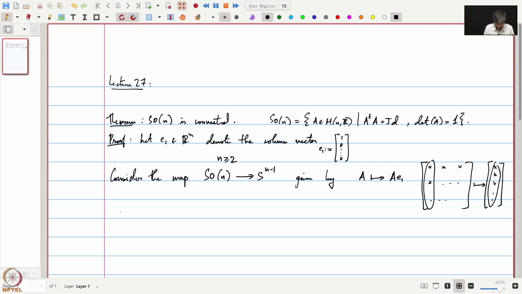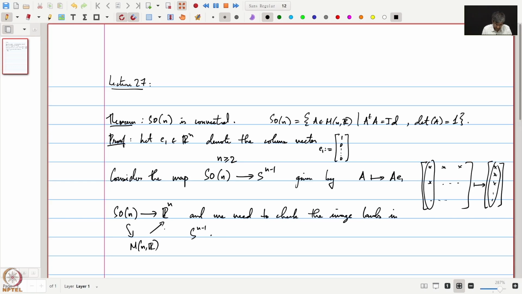A priori this is a map from SO(n) to R^n, and we need to check the image lands in S^(n-1). SO(n) has the subspace topology from M_n(R), and this is just a projection on some coordinates. Therefore this map is continuous.